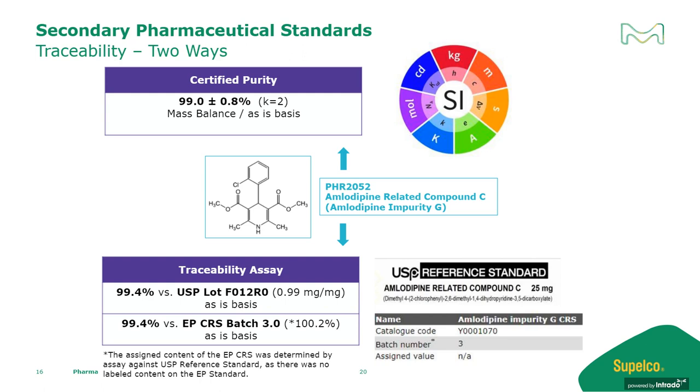You may notice an asterisk next to the EP content. In the case of the EP standard, no content was declared on the certificate of analysis for the EP product. As a result, the assigned content of the EP certified reference standard was determined by assay against the USP standard.